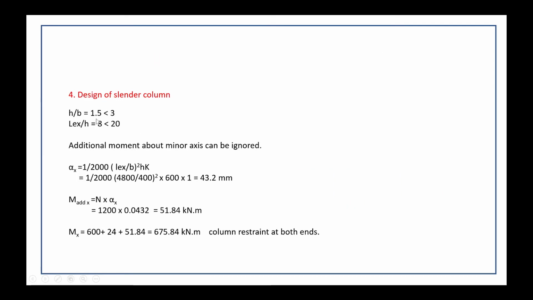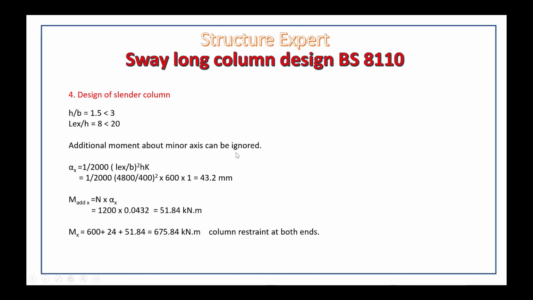Design for slenderness. We compare H over B, which is equal to 1.5, less than 3. The value of LE over H is equal to 8, lower than 20. So for additional moment, we focus on one axis, and for the minor axis it can be ignored. We calculate alpha H, the magnification factor for the H direction.